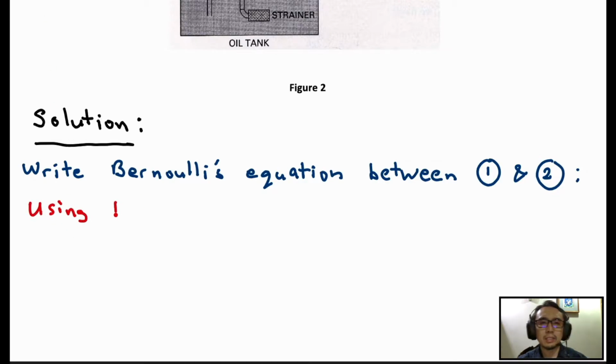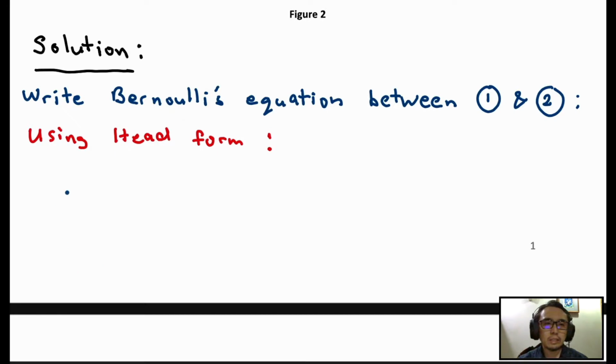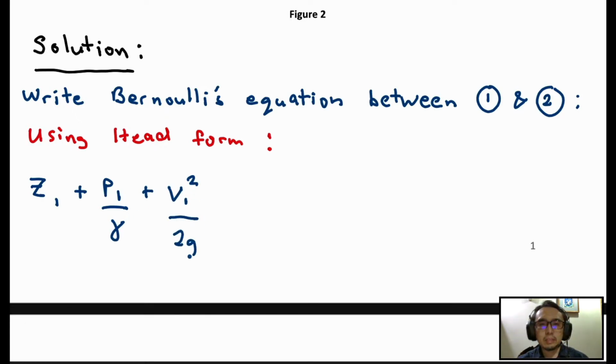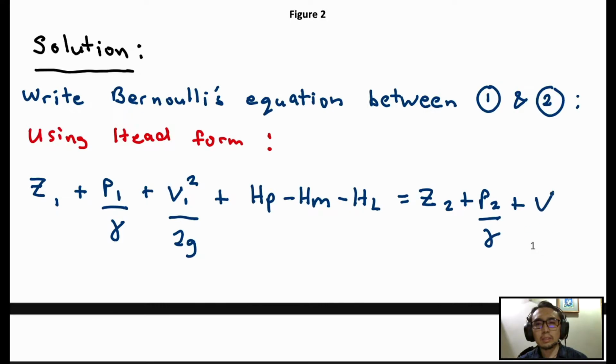We covered this in class. So the head form consists of the Z1 plus P1, the pressure at point 1, over the specific weight, plus V1 squared, plus the head due to the pump minus the head due to the motor minus the head loss due to friction, equals to the similar components at point 2.